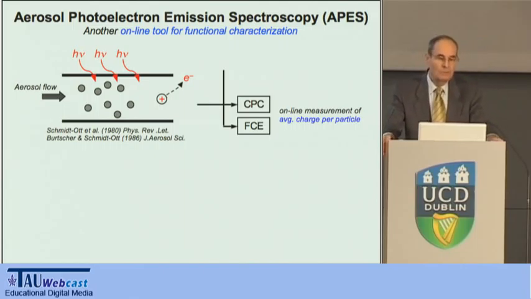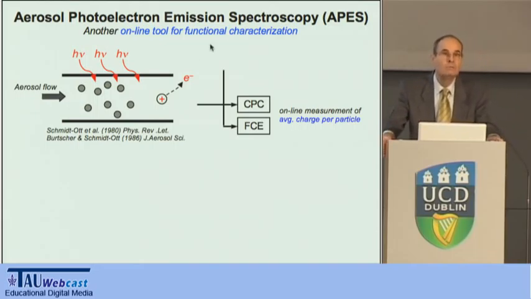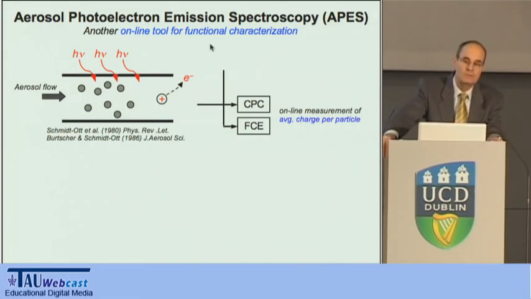APES is a technique where you illuminate an aerosol flow with light, h nu, of a given frequency, and if you get the frequency right, you ionize the particles. Particles have a work function, and if you put the right amount of energy into them or a little more, you knock out electrons and the particles get charged. The electrons go away. And you can then, with a relatively straightforward technique, measure the average charge per particle.